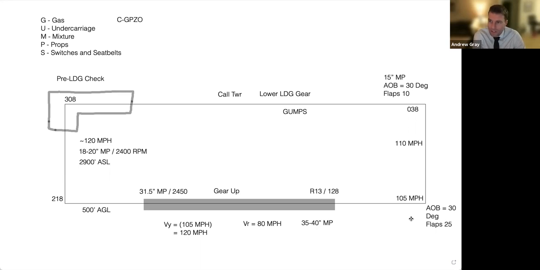However, if you do have any of those situations where you're coming in, you've either had an engine failure or a really strong crosswind, or you suspect there's icing on the wings, then you're not going to go beyond this point. You're not going to go beyond flaps 25. You're not going to go any slower than 105. So this would be the final configuration of your aircraft.